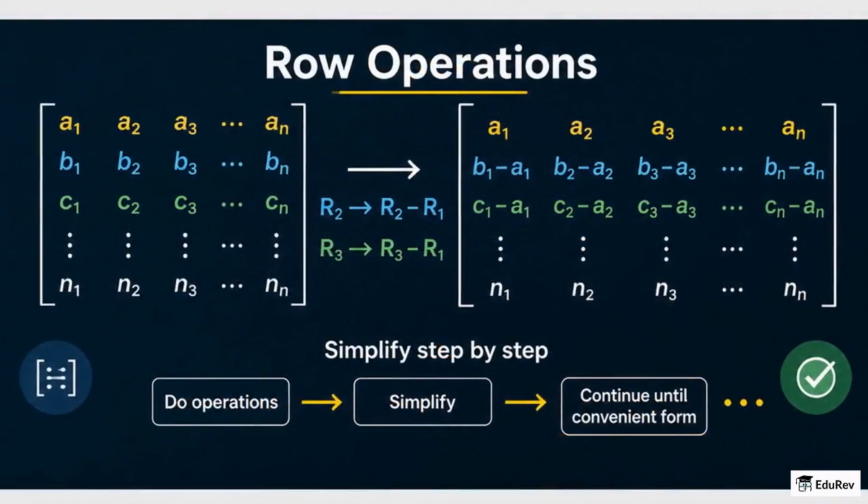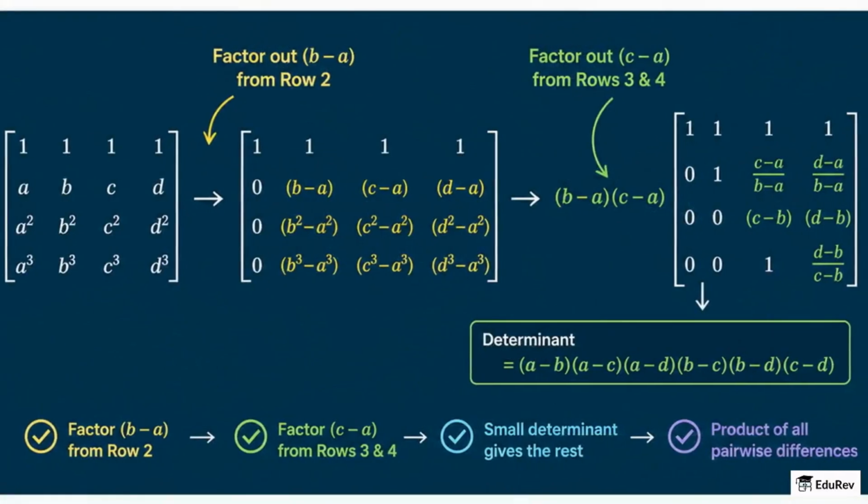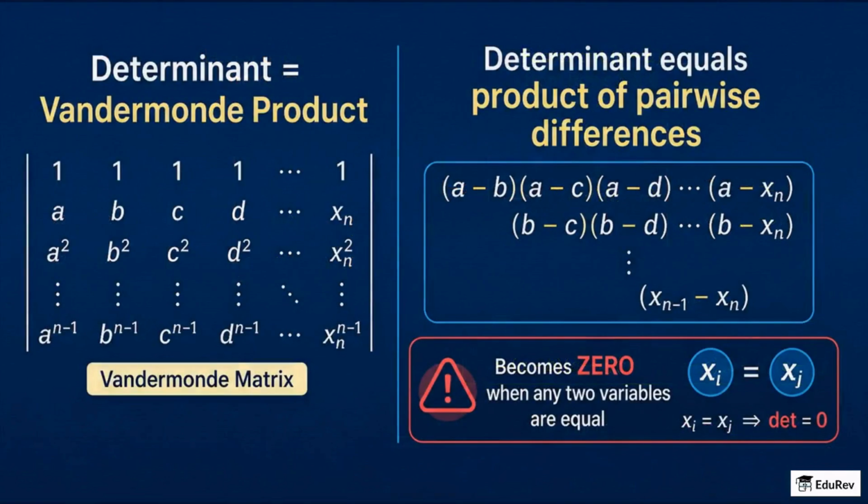We apply the row operations. Second row becomes second row minus first row. Third row becomes third row minus first row, and simplify step by step. After these steps, we can factor out terms like a minus b and a minus c from rows, and the remaining small determinant simplifies to give the final product. So the determinant equals the product of those pairwise differences, that is the Vandermonde product, and it becomes 0 when any two variables are equal.